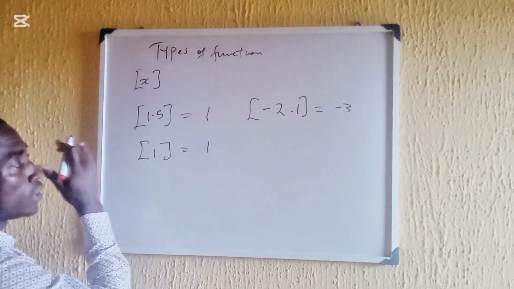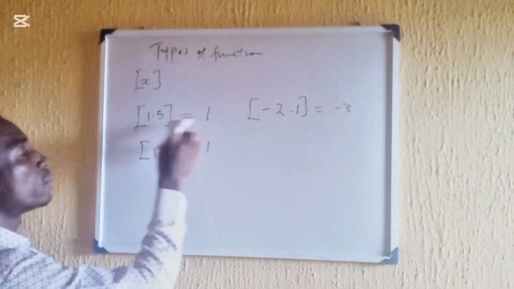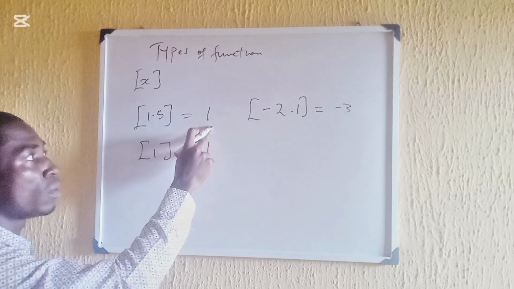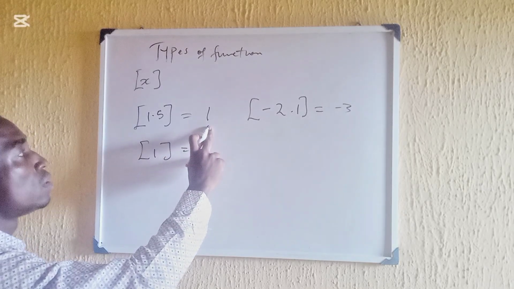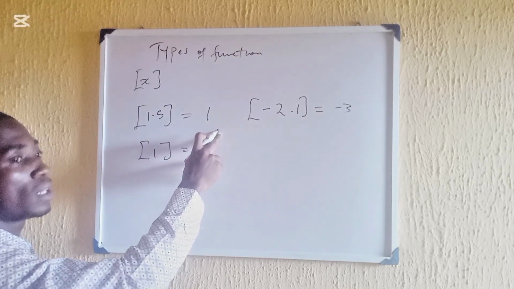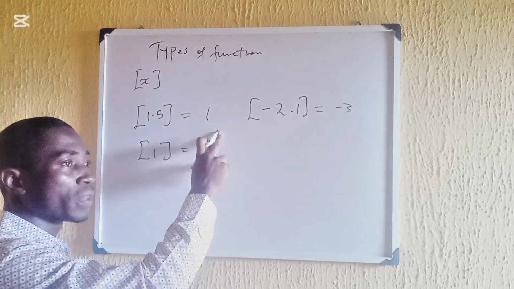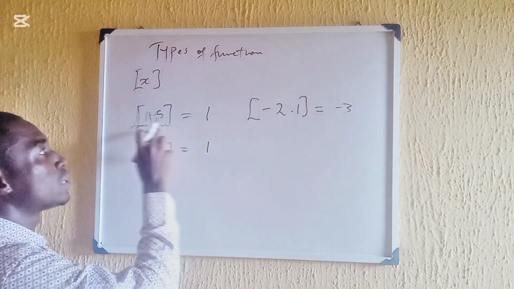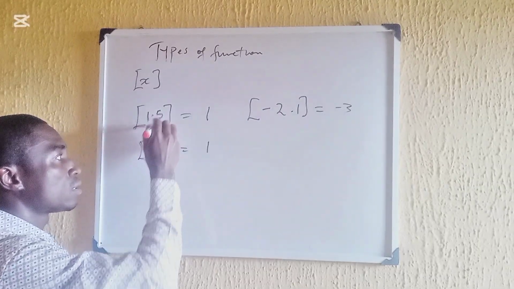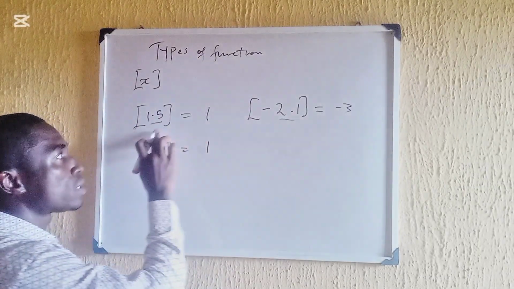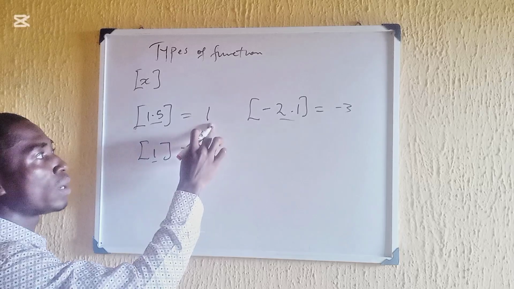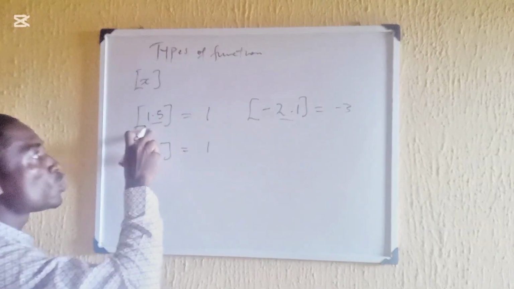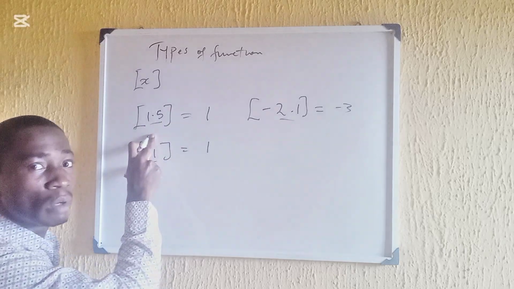Now, the greatest integer function of 1.5 is equal to 1. It is not 2. Remember, we are talking about integers. We define it as the largest integer less than or equal to x. So it's not 2 because 2 is greater than x. 1 is the only integer that is close to 1.5 and less than 1.5.